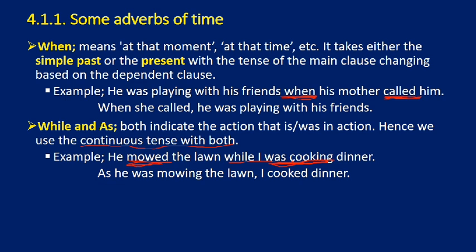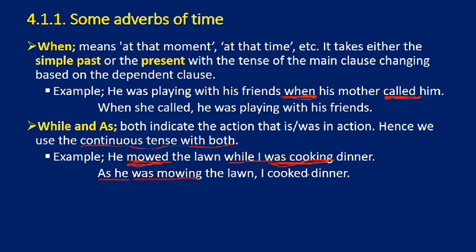Adverb of time የመጣበት ጋር ነው. So የመጀመሪያው ላይ cooking dinner ጋር we have while, ሁለተኛው ላይ ግን mowing the lawn ላይ ነው as ያለ. So we have "as he was mowing the lawn I cooked dinner". ምንድነው ቴንሱም የሚቀያየረው? Adverb of time ከመጣው clause ጋር ነው ቴንሱ የሚቀያየረው. So I told you guys we're not going to talk about the independent clause ዛሬ.